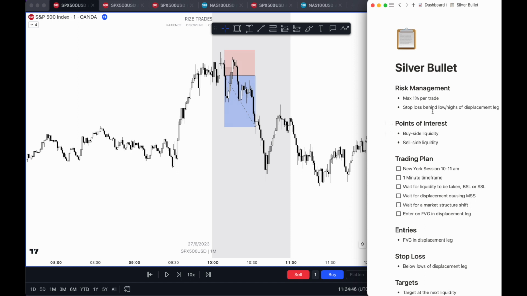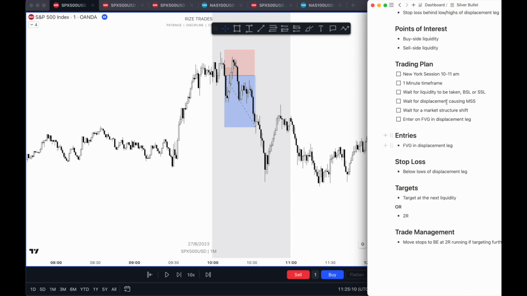But basically, we always want to stick to 1% max risk per trade. The stop loss is always behind the lows or the highs of the displacement leg, depending on whether you're going short or whether you're going long. The points of interest is basically just buy side and sell side liquidity. That's basically the only thing you need to worry about, along with the other rules that are down below.